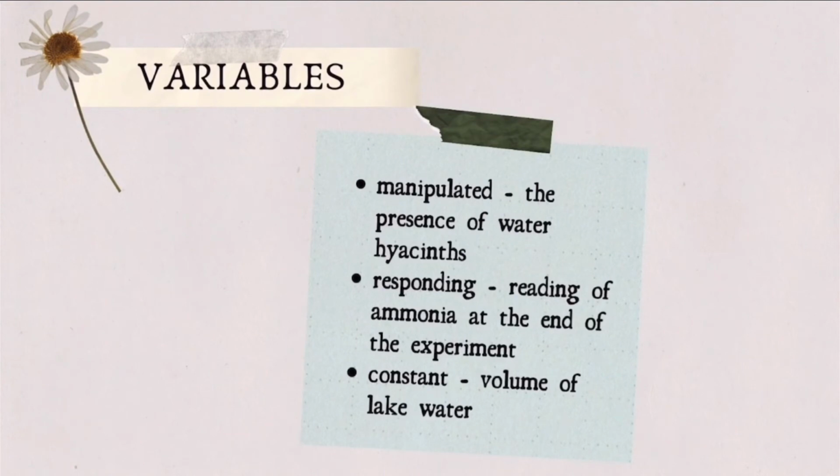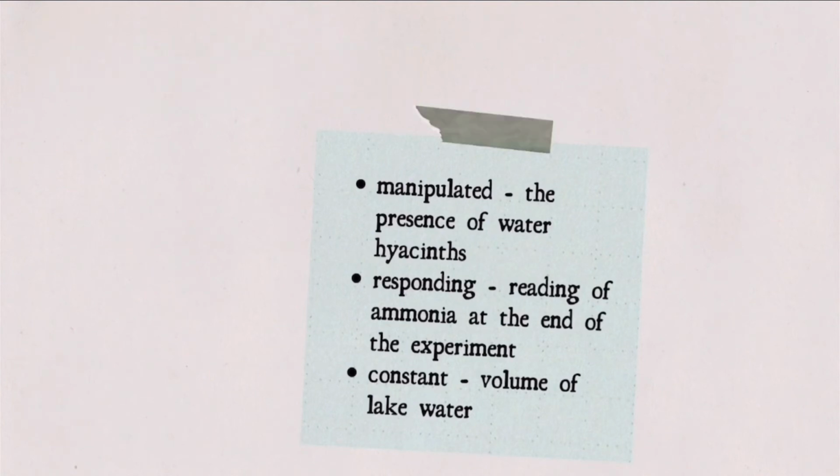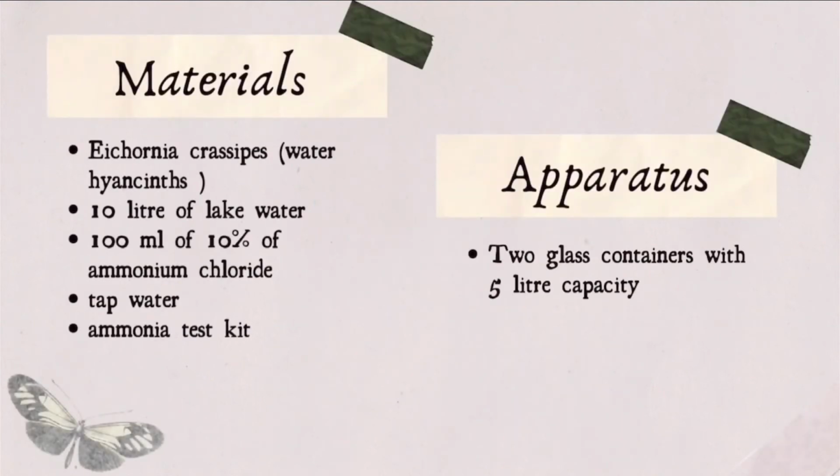Variables: manipulated is the presence of water hyacinths, responding is the reading of ammonia at the end of the experiment, and constant is the volume of lake water. The materials and apparatus: Eichhornia crassipes, 10 liters of lake water, 100 milliliters of 10% ammonium chloride, tap water and an ammonia test kit. For the apparatus, 2 glass containers with 5 liter capacity.